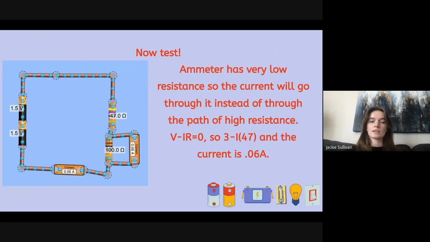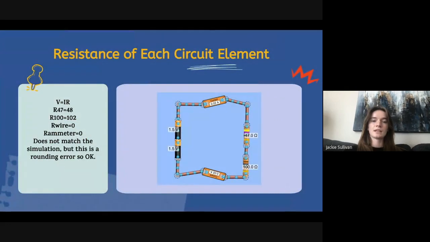So next, we put the ammeter in parallel to this resistor, and because the ammeter has extremely low resistance, the current is going to move through the ammeter as opposed to moving through that second resistor, which is why we see that they're both reading 0.06 amps. And we can also calculate and predict this with V minus IR, and we also get 0.06 amps.